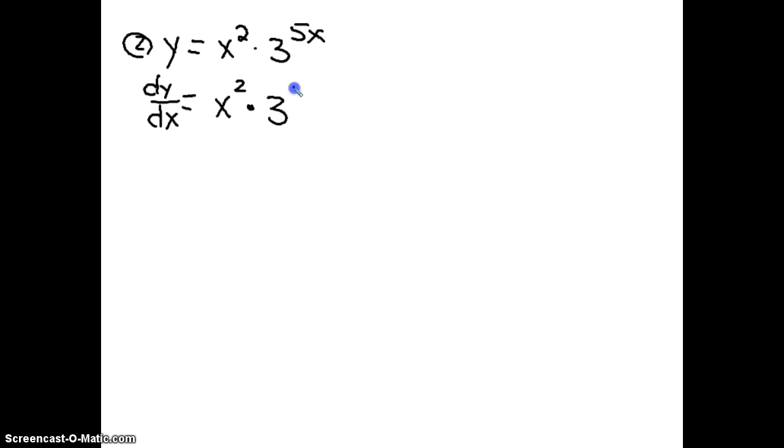So it's 3 to the 5x, the whole thing, times the ln of the base, times the derivative of the power. And then plus the second piece, 3 to the 5x, times the derivative of the first piece, which is just 2x.